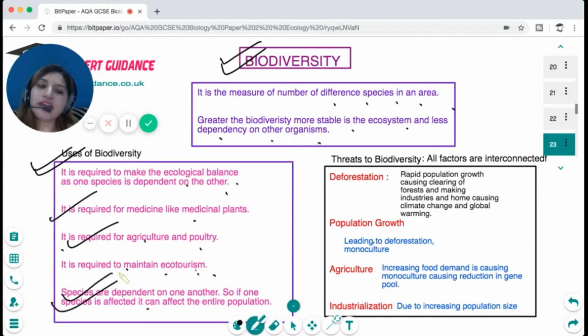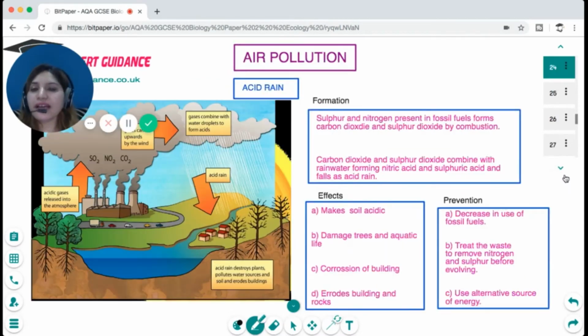Now, what are the major threats to biodiversity that we have? The biggest threat is deforestation, which is caused due to rapid population growth, where we are clearing up the forest for making industries and homes, which is causing habitat change, climate change, and global warming. Population growth also leads to deforestation and monoculture. Agriculture, with increasing food demand, causes monoculture, causing reduction in the gene pool. And industrialization due to increasing population size. So these are the biggest threats we are facing with biodiversity.